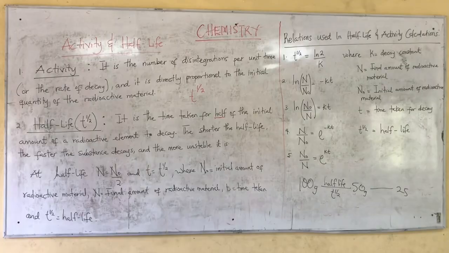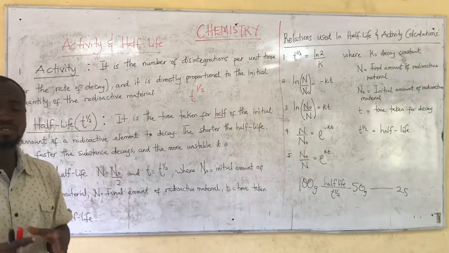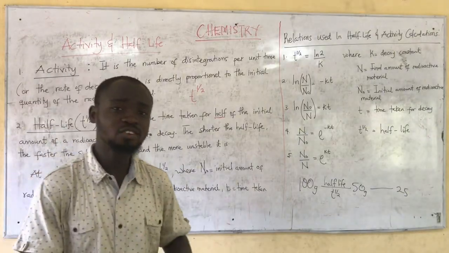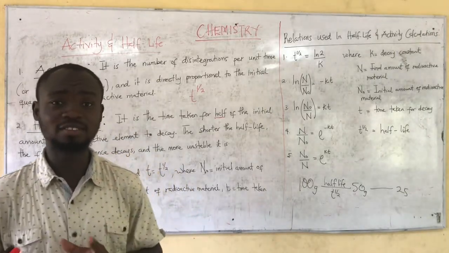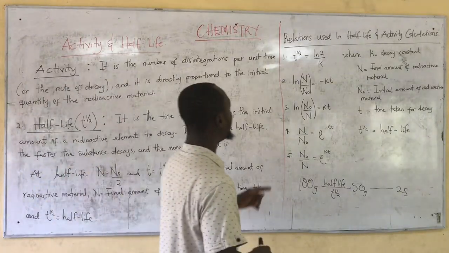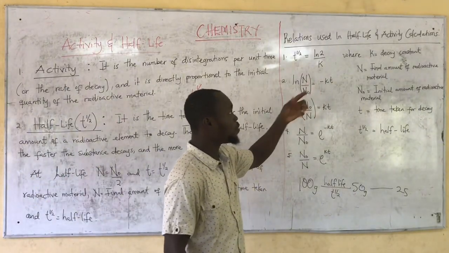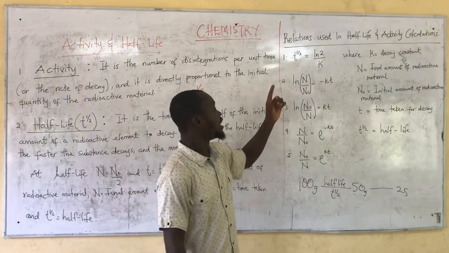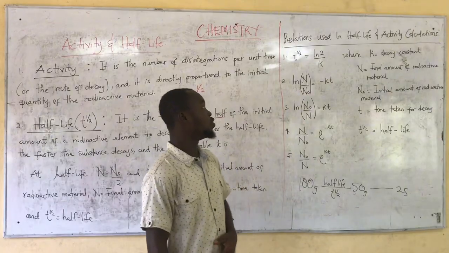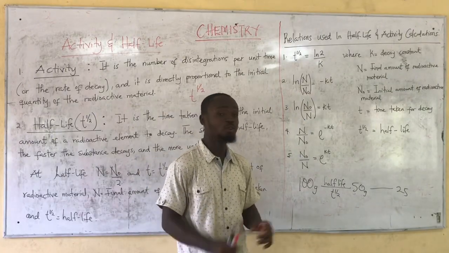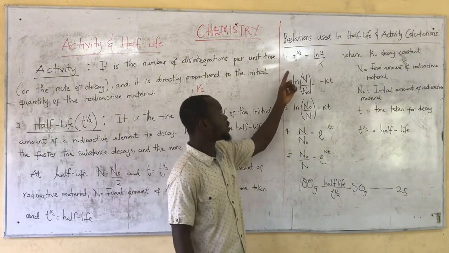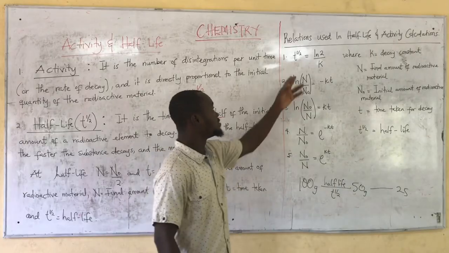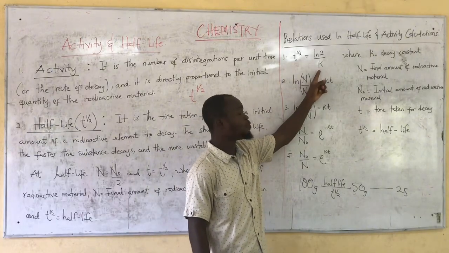Alright, so the next aspect of this lesson is to know the relations we need once we're talking about calculations and the half-life. So I have written here relations used in half-life or activity calculations. The relations we need to use when we have questions on half-life and activities involving calculations. The first one I have here, half-life: T half is equal to ln 2 over K.